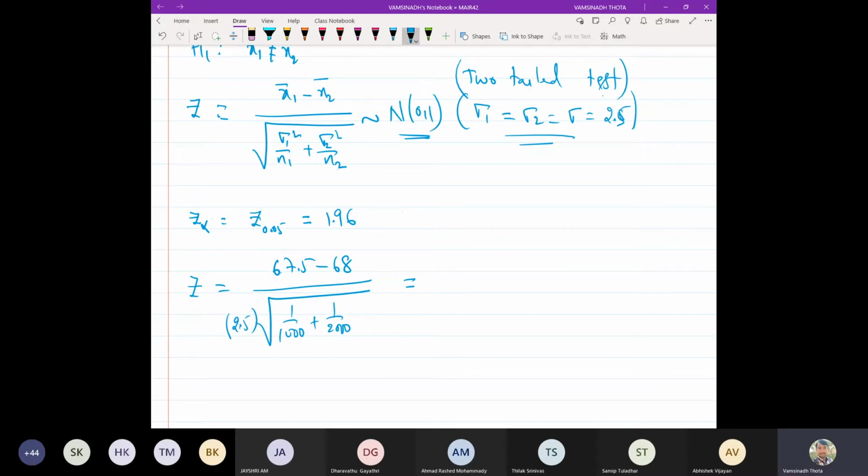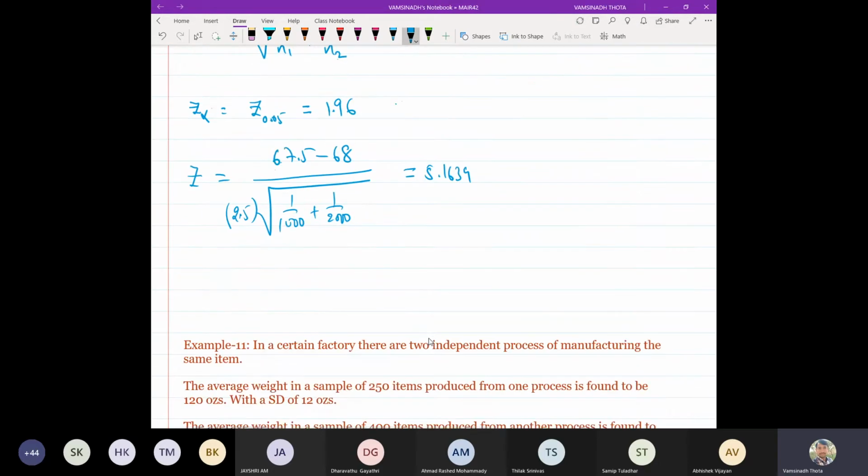What is the value? 5.1639. So the value here is 5.1639. I think it should be minus, because it is less, so it is minus.